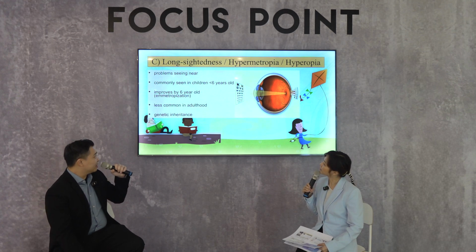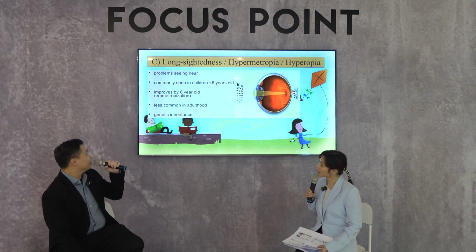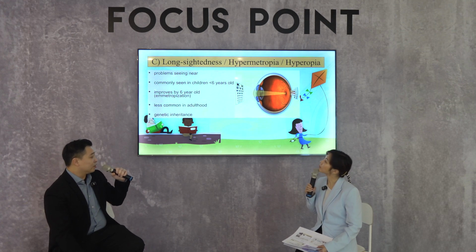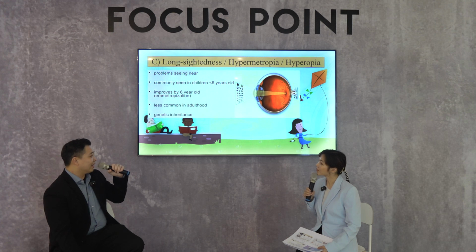This condition is actually common in children before 6 years old. However, as our eye grows, there's a physiological process that corrects this condition, which is known as emmetropization. So by 6 years old, normally the hyperopia will reduce to near neutral. However, if it persists, it is possibly going to persist through adulthood. But hyperopia can be easily corrected with glasses. It is less common compared to the other forms of refractive error. There's also a slight mode of genetic inheritance.